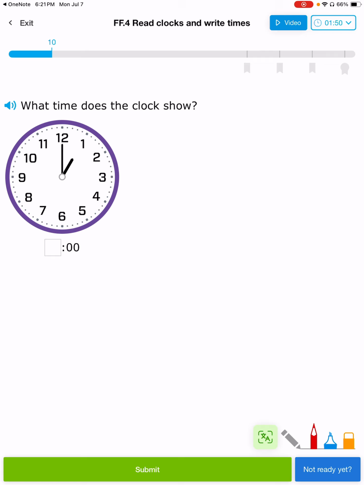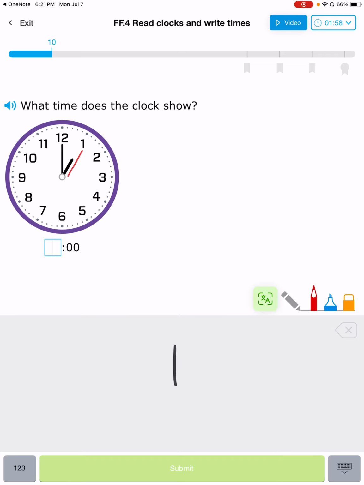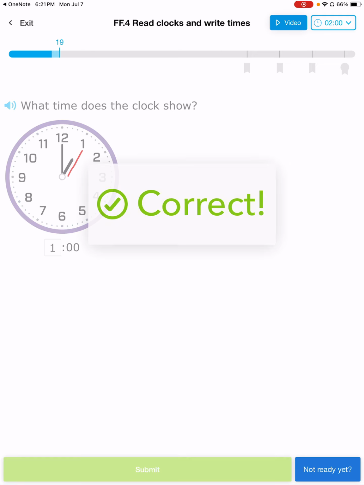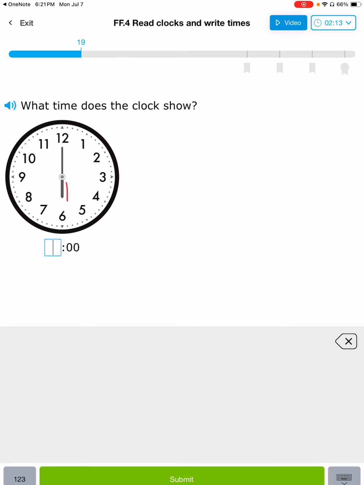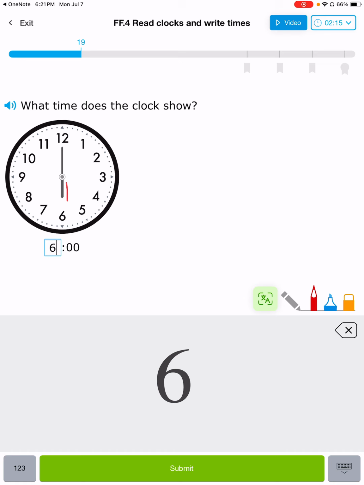What time does the clock show? The shorthand is pointing at 1. It is 1 o'clock. What time does the clock show? Again, we're looking for the shorthand. Shorthand is pointing at 6, and it is 6 o'clock.